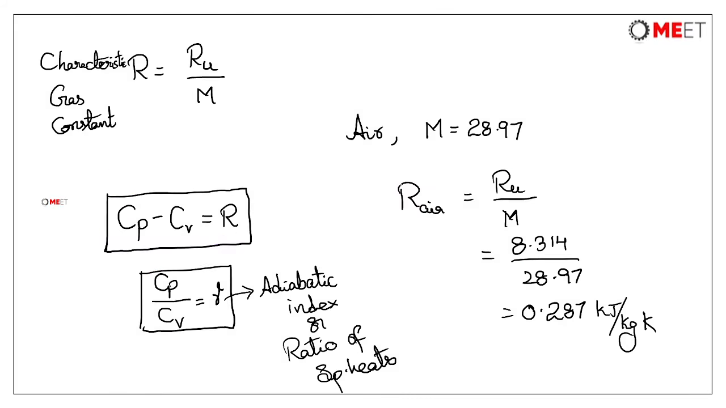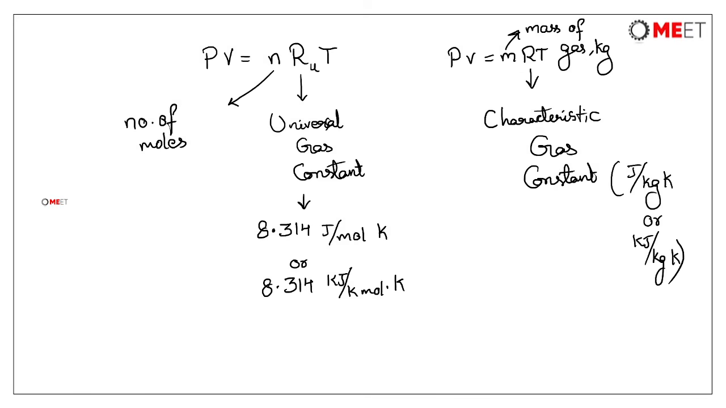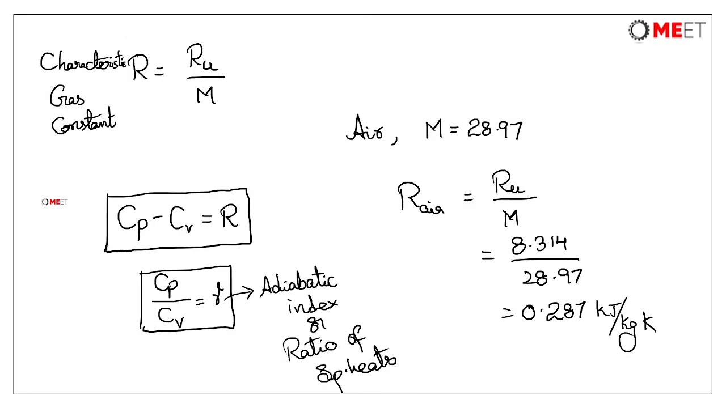When the number of moles of the gas is given, then you will be using PV is equal to n into Ru into T, where Ru is the universal gas constant. Sometimes universal gas constant is represented as R bar also. Then the characteristic gas constant is universal gas constant divided by molecular weight. As the molecular weight changes for different gases, the characteristic gas constant also changes.